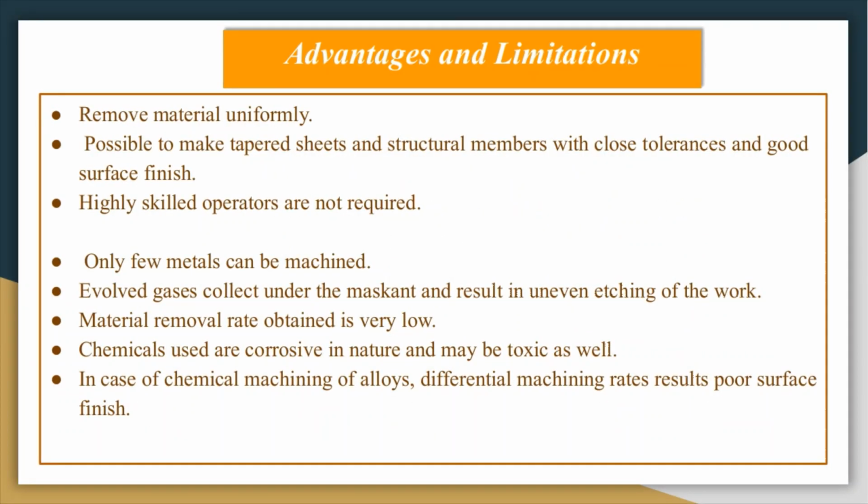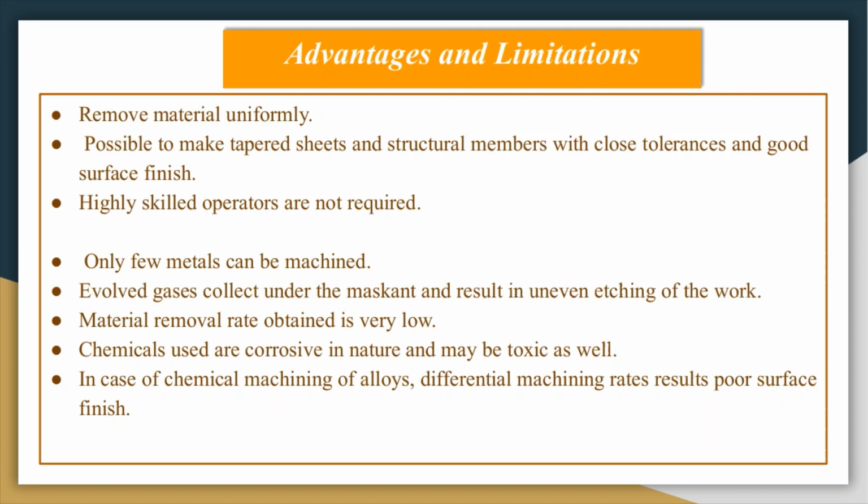Now we'll discuss the advantages and limitations of this chemical machining. Chemical machining can remove the metal uniformly. It is also possible to make tapered sheets and structure members with close tolerances and good surface finish. Also, highly skilled operators are not required for chemical machining.